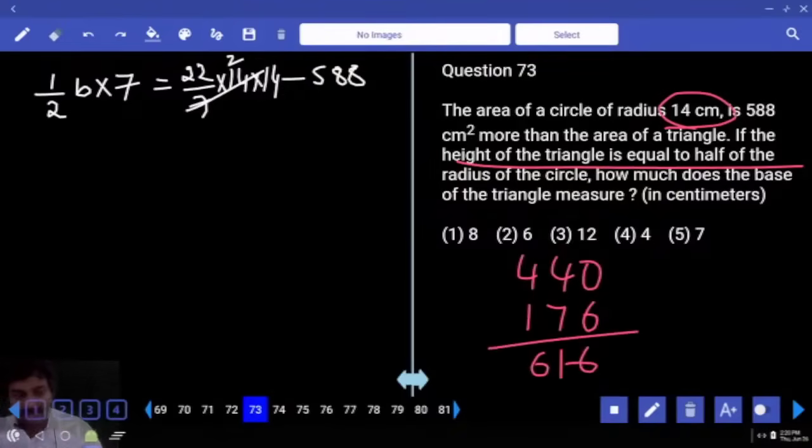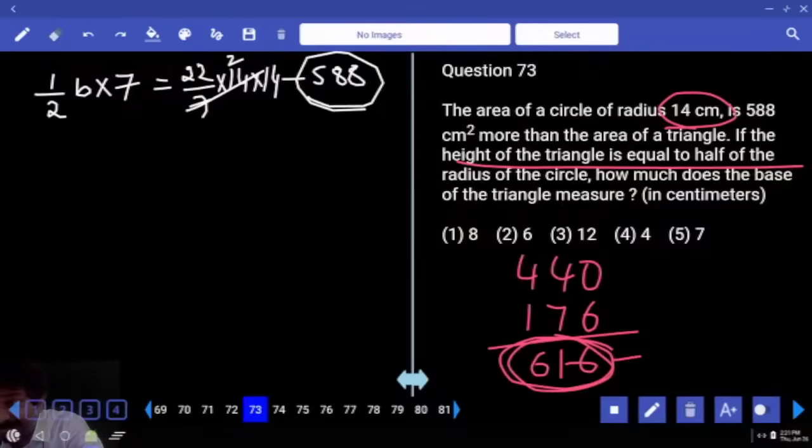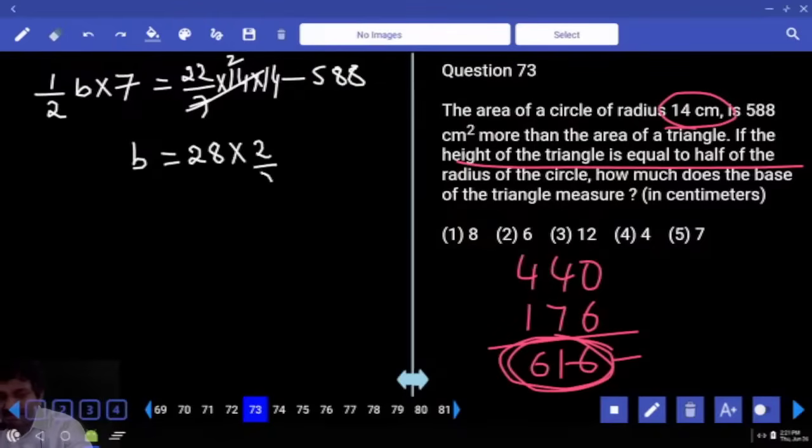606 minus 588. 616 is how much more than 600? This is how much less than 600? 16 and 12, which is equal to 28. Then B is equal to 7 by 2 goes to the other side and becomes 2 by 7. 2 4 times into 2, 8.